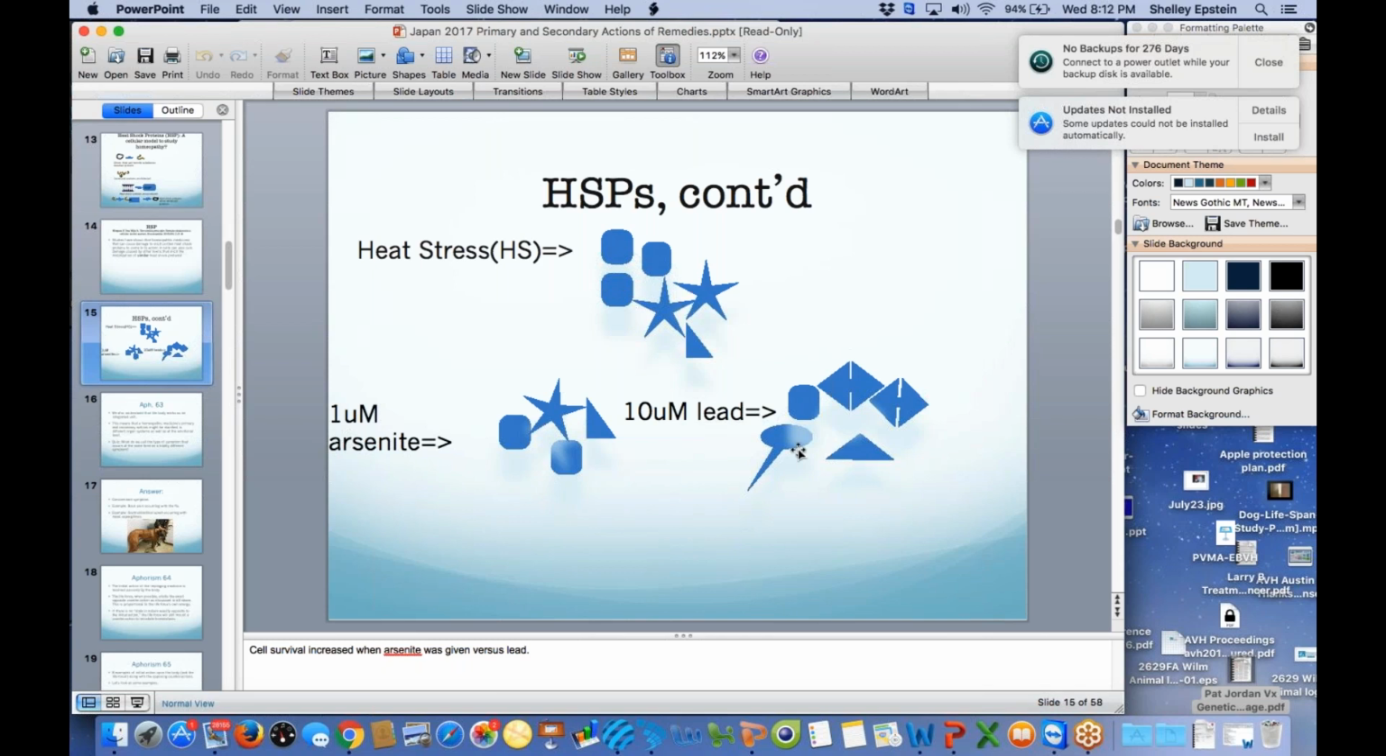And they've shown this. They looked at survival of the cells, and I don't have those slides on this PowerPoint, but they looked at all of this and they found that if heat stress generated these particular proteins, if arsenite generated these and lead generated those, that you took the heat stressed cells, treated them with arsenite, better chance of survival. So we know this on the cellular level, how homeopathic medicines might be working.